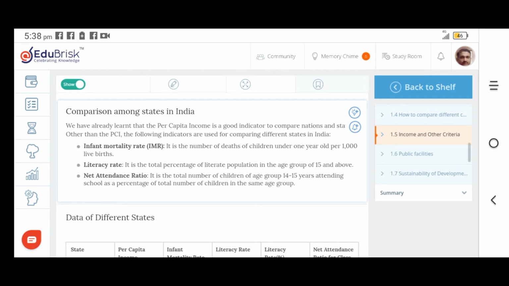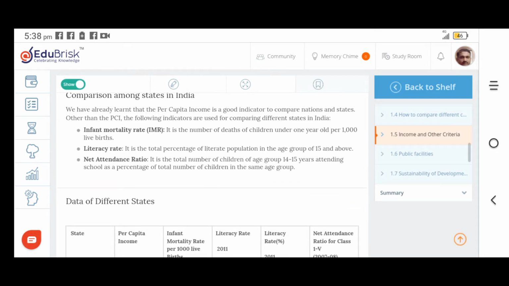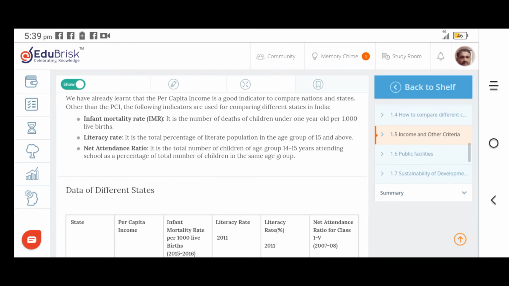Which are those indicators? First, infant mortality rate. What is infant mortality rate? It is the number of deaths of children under 1 year old per 1000 live births. Next indicator, that is literacy rate. It is the total percentage of the literate population in the age group of 15 and above.